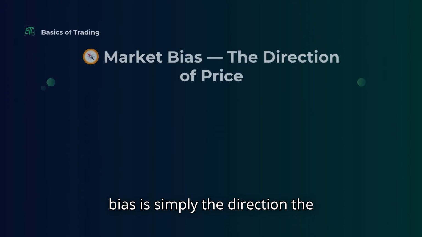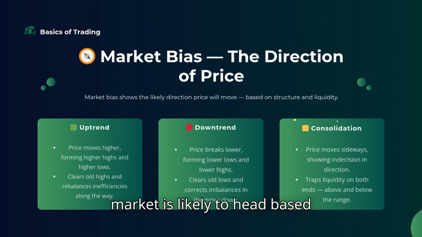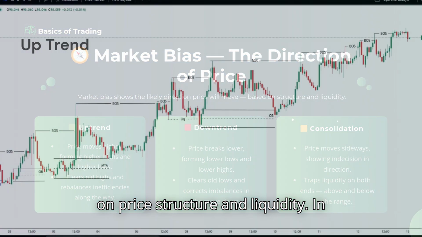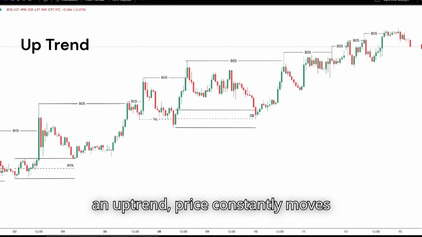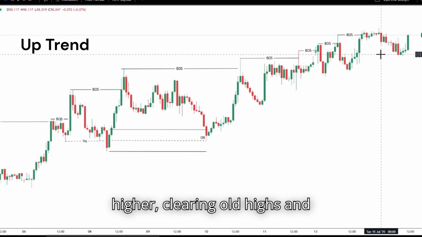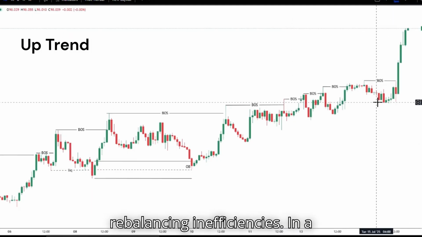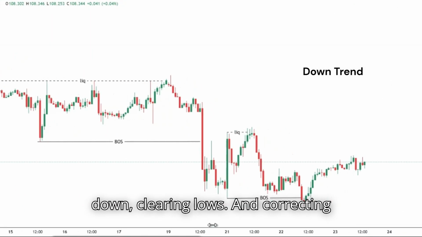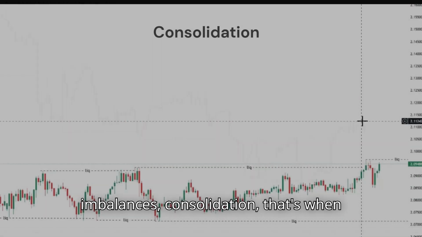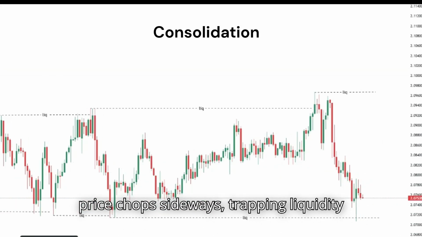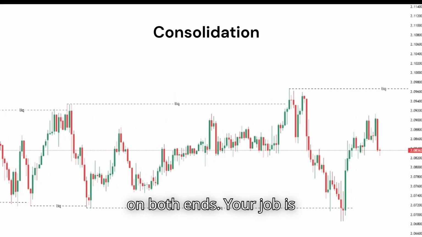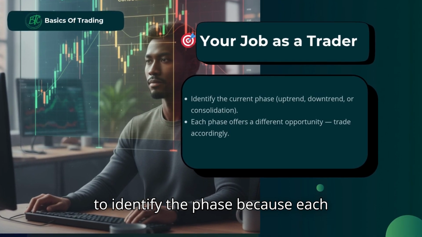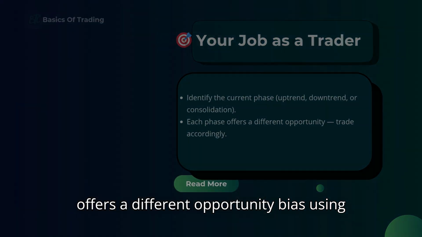Market bias is simply the direction the market is likely to head based on price structure and liquidity. In an uptrend, price constantly moves higher, clearing old highs and rebalancing inefficiencies. In a downtrend, price aggressively breaks down, clearing lows and correcting imbalances. Consolidation, that's when price chops sideways, trapping liquidity on both ends. Your job is to identify the phase because each offers a different opportunity.